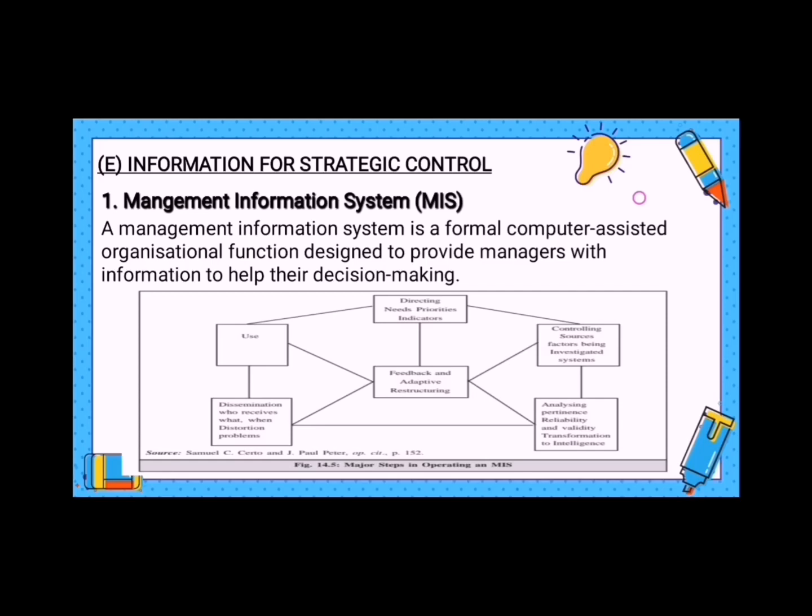A management information system is a formal computer-assisted organizational function designed to provide managers with information to help their decision making. The important use of such information is to support strategic control. So there are 6 steps in the operation of MIS that we can see in Figure 14.5. The first step is directing needs, priorities, indicators. The second step is use. The third step is controlling sources, factors being investigated, system. The fourth is feedback and adaptive restructuring. The fifth step is dissemination: who receives what, when, distortion problems. And the last step is analyzing pertinence, reliability, and validity, transformation to intelligence.